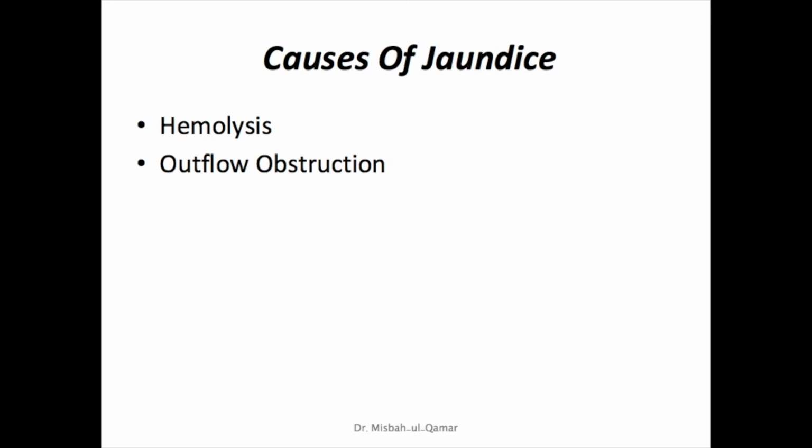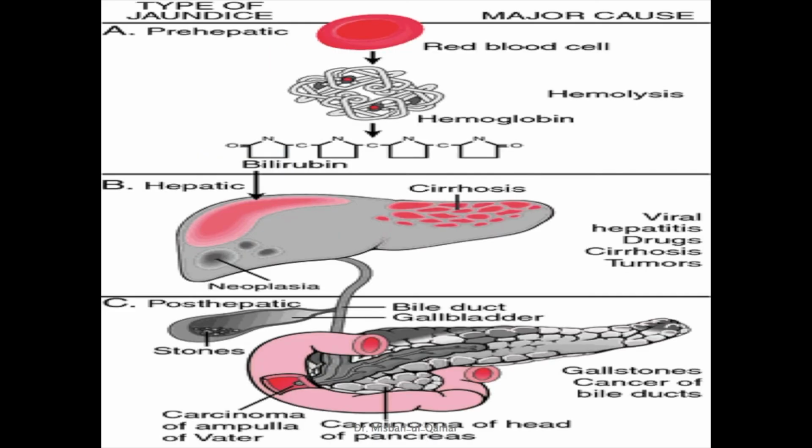So the main mechanisms which produce jaundice are increased production of bilirubin or impaired excretion of bilirubin. Based on this basic mechanism, there are three types of jaundice. The prehepatic one, which is called hemolytic jaundice, and then there is hepatic and posthepatic. The hepatic one is called hepatocellular jaundice, while cholestatic jaundice is the form of posthepatic jaundice.